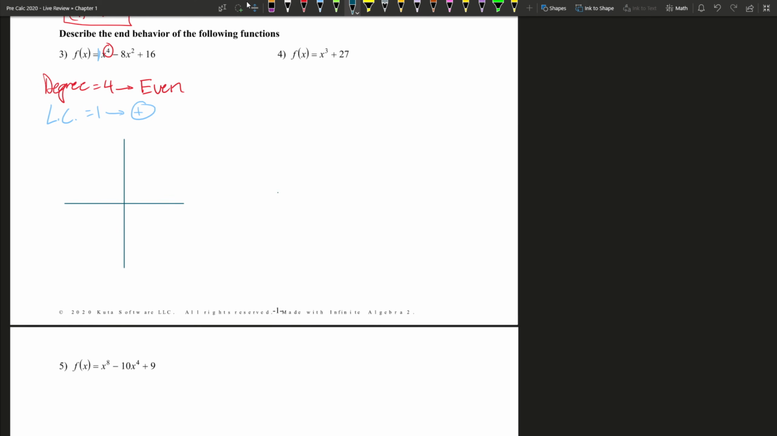Right, so your answer can just look something like that, right? Those two solid lines, that's the answer that I'm looking for. So as x approaches infinity, f of x is also approaching infinity. And as x approaches negative infinity, f of x still approaches positive infinity.